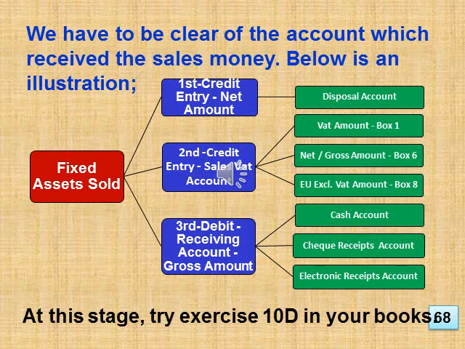On the third account it's a debit entry, made on the receiving account. And this is for the gross amount, a sum of both the VAT and the net amount. Depending on how the sale was made, it's debited to either the cash account, check receipts account, or electronic receipts account. At this stage, try exercise 10D in your books.